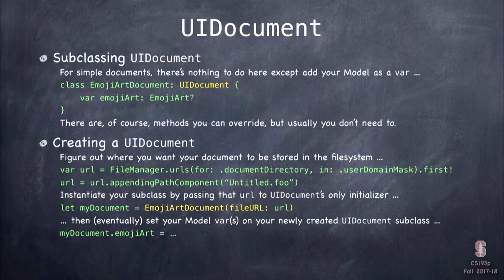The user goes to where they want the file to be, and they say create document, and it gives us a URL, and we just call this to create our UI document. Now, once we've created our UI document, we're going to set that var that I defined at the top of the screen there. We're going to set that model in there, and then UI document's going to take it from there. It's going to read and write the file and everything.